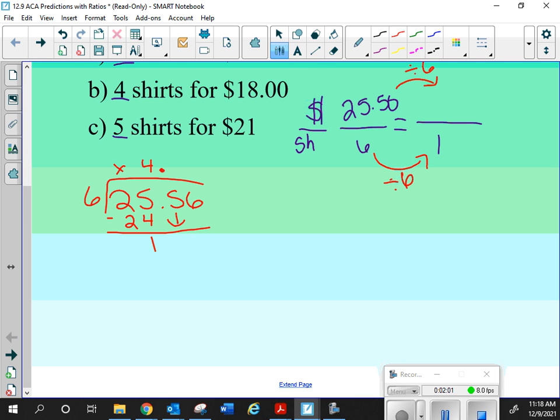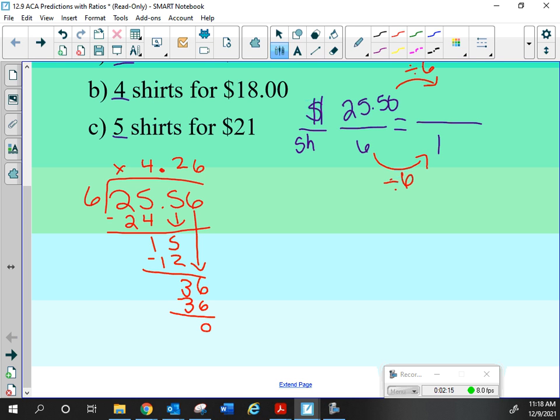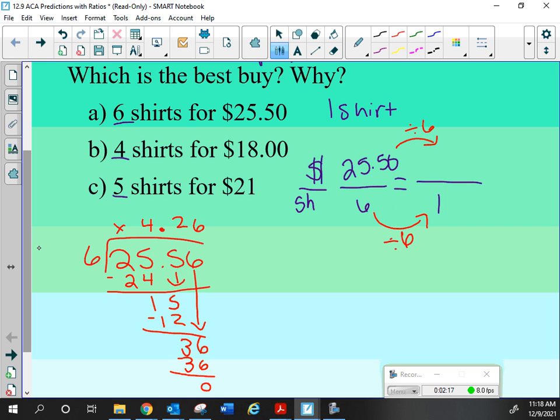Now I can bring down that 5. 6 goes into 15 2 times to give me 12. Very good. 3. Good. 6. Am I left with anything? No. Good. So that's $4.26 for one shirt. $4.26. Yeah, that's pretty good. Okay, are we good with that?